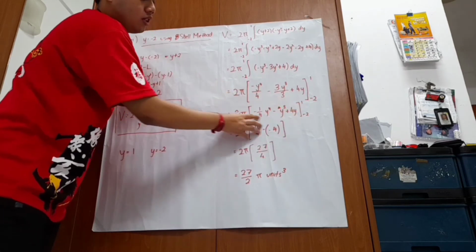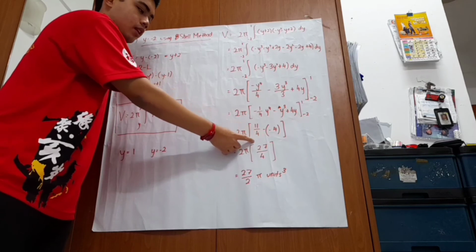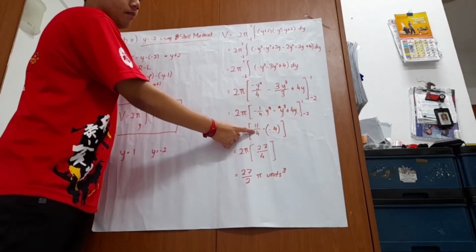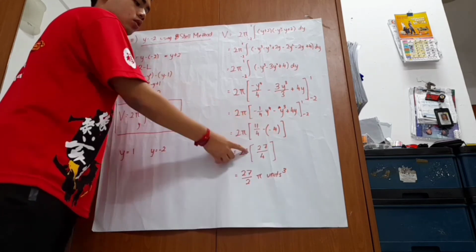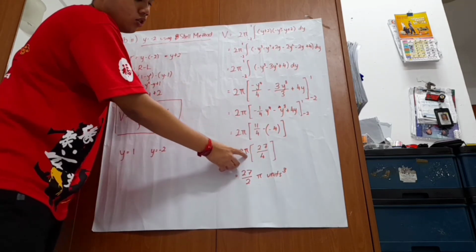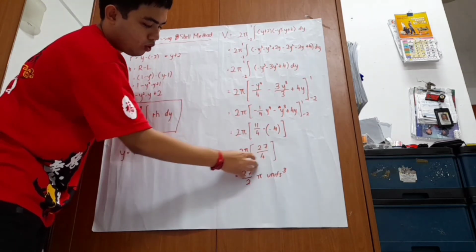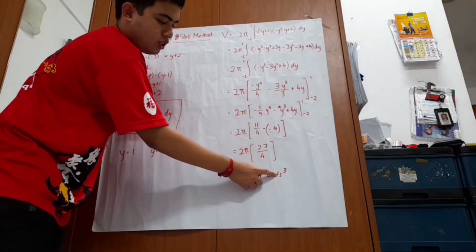After simplifying, put 1 and negative 2 into the equation, and then you get this. This is for 1 and this is for negative 2. After putting in 1 and negative 2, then subtract. You can see here minus becomes plus. So 11 over 4 plus 4 equals to 27 over 4. This needs to be multiplied inside, so we can cancel 2 and 4: 4 divided by 2 is 2. So 27 over 2 pi, units cubed.